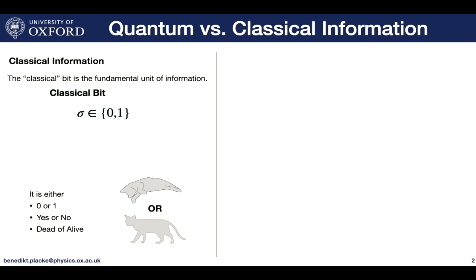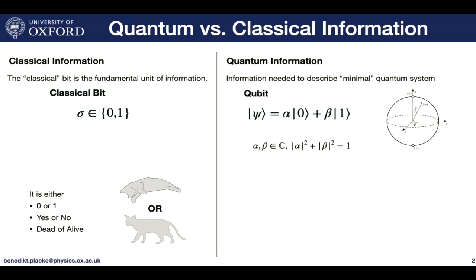And maybe you're already seeing where I'm getting at with quantum information, because quantum information is much more subtle. The minimal information needed to describe a quantum system of 2 levels, like an atom with 2 levels or something similar, is a qubit. And a qubit can not only be in 0 or 1, it can be in a superposition, we say. Mathematically it's a vector, where we can write it as alpha 0 plus beta 1, where alpha and beta are complex numbers. Their magnitudes squared have to sum to 1.